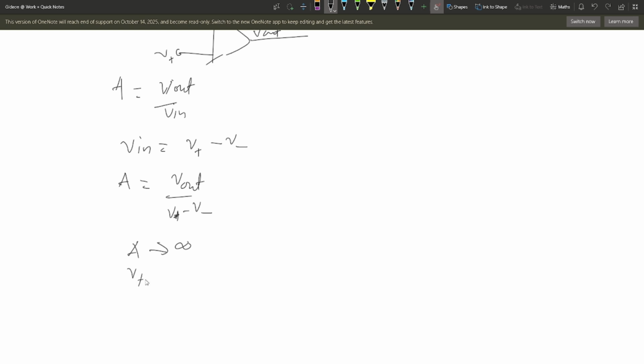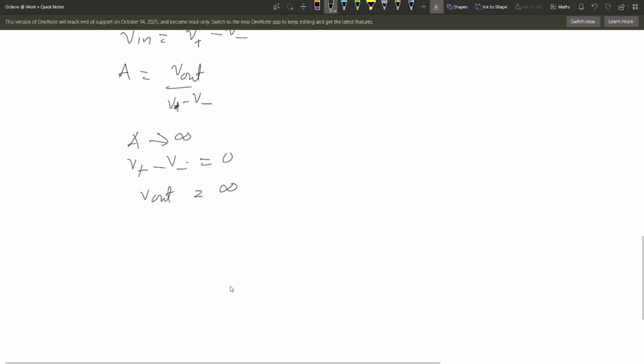So that means V plus minus V minus should approach 0 or should equal 0 for ideal, because we can't practically get a V out equal to infinity since we have limited supply of voltage. The best we can do is making V plus minus V minus close to 0. Right. So these are the assumptions that we have.